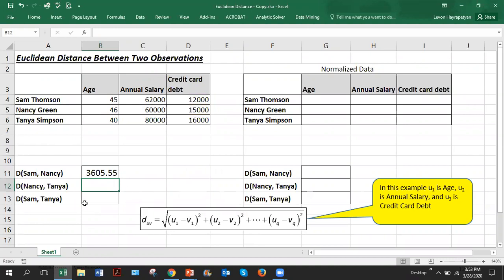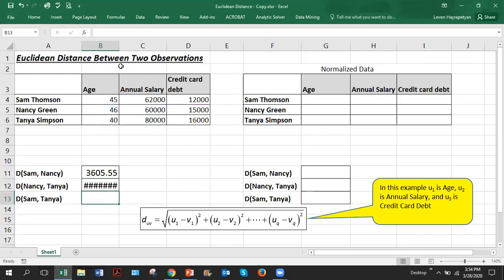Now I will do the same and calculate Euclidean distance between Nancy and Tanya, which means between these two pairs. So now this will be my variables U1, U2, U3. This will be V1, V2, V3, equals square root for Nancy minus age of Tanya squared plus squared and plus for the last variable will be this minus this squared and close square root.